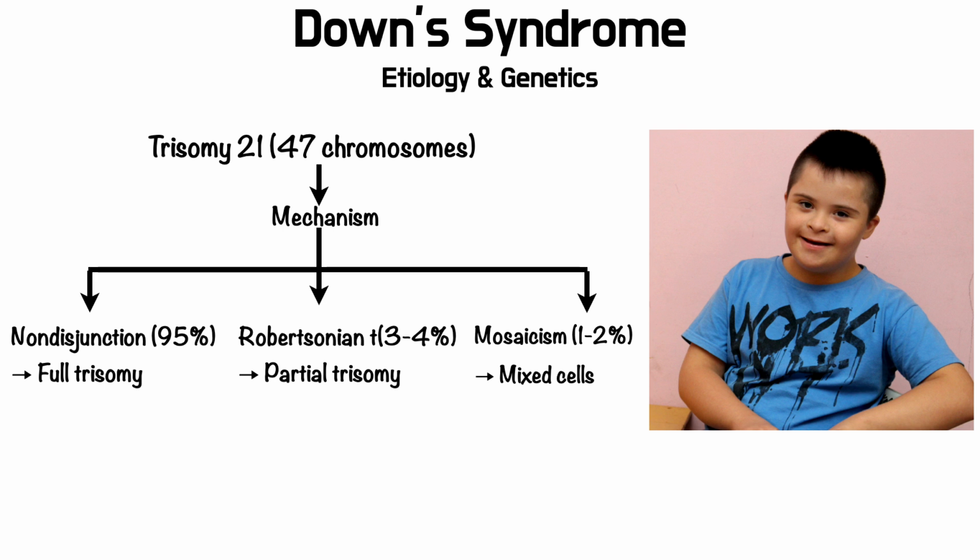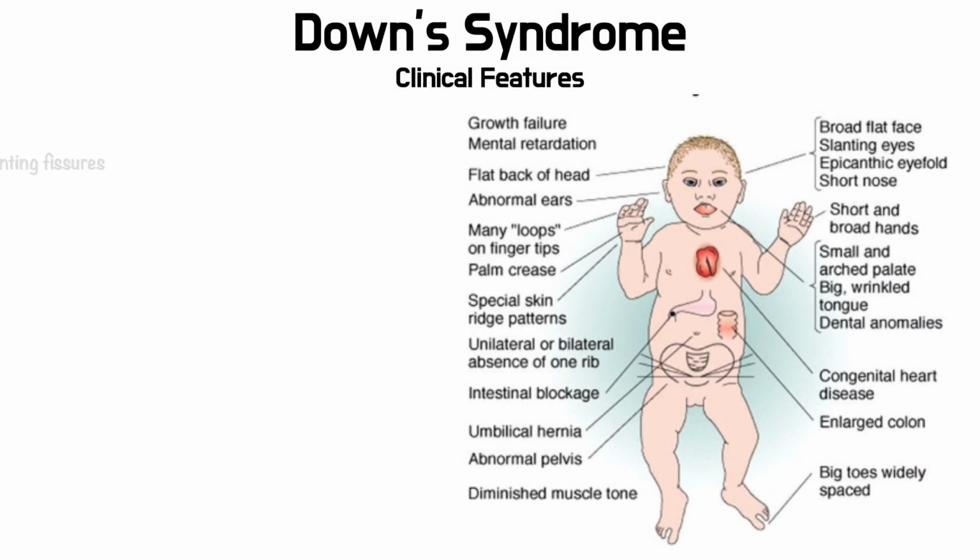The photo attached here is of a Down syndrome patient, right? They all look similar for a reason: they have the same etiology and genetic features. So that is why they look similar. These are the clinical features.